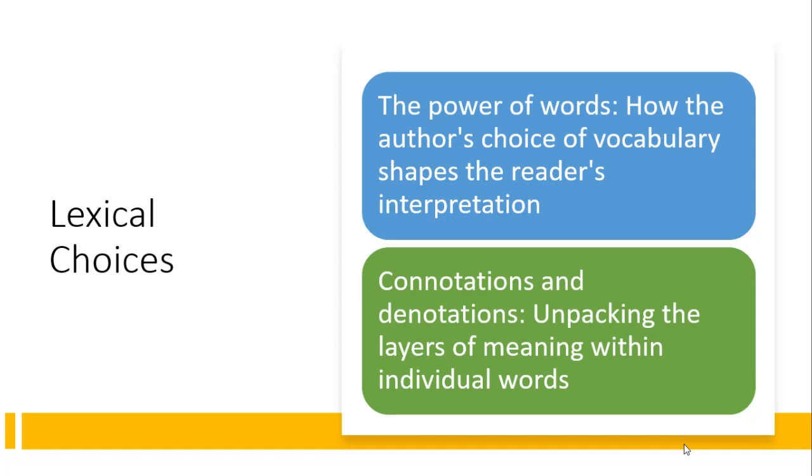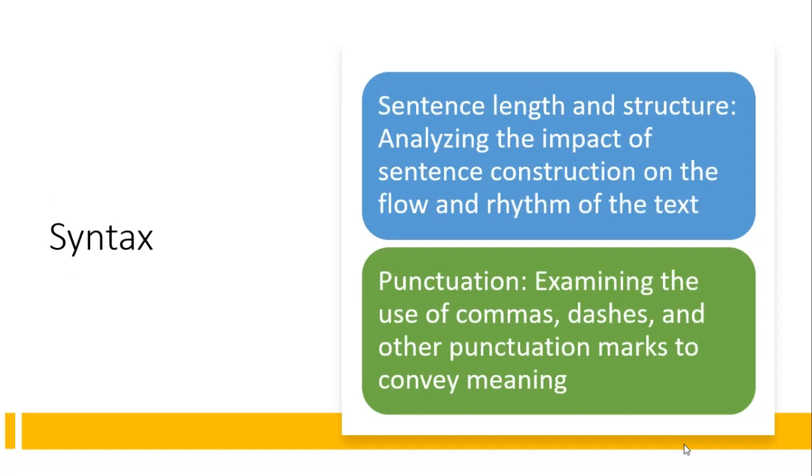Next is syntax. Syntax is basically the structure of a sentence, sentence length and structure, by analyzing the impact of sentence construction and the flow of the rhythm, to see if a sentence is short or long, simple or complex, how the clauses or phrases have been used, what role they are playing, how the argument has been presented, and the use of punctuation marks, commas, dashes, full stops. Because if we change the place of one comma in a sentence, it can totally change the meaning of a sentence. So, how the use of these punctuations or sentence structure has played a role in creating meaning or impact or aesthetic value of the specific text.